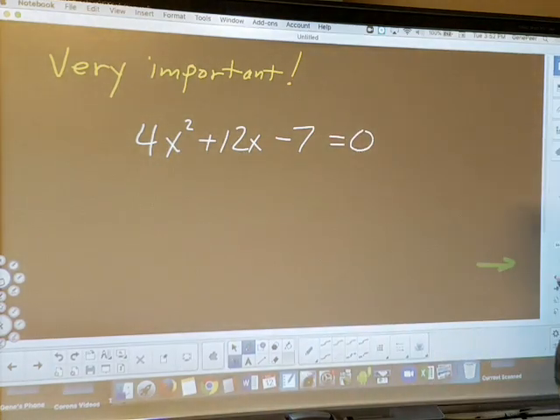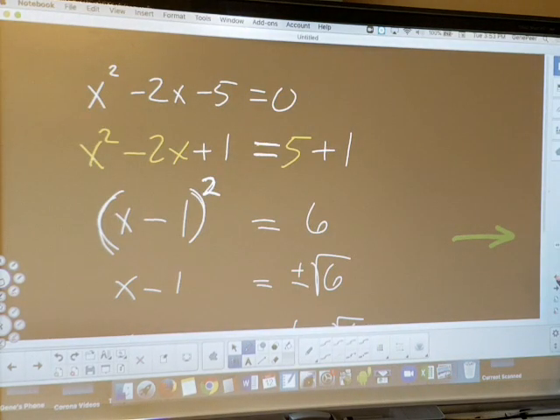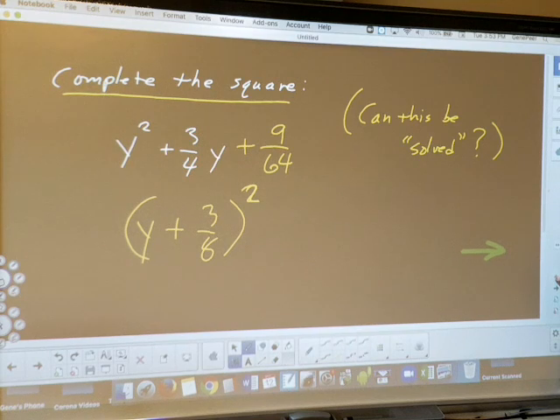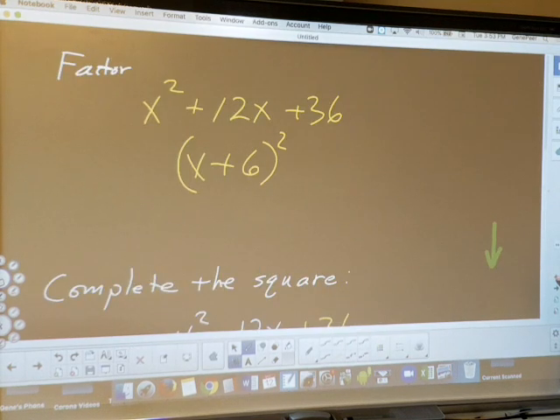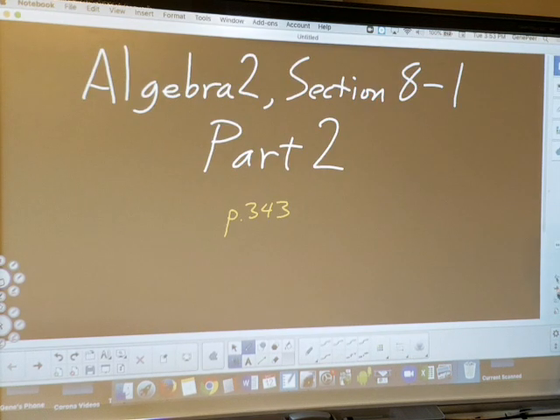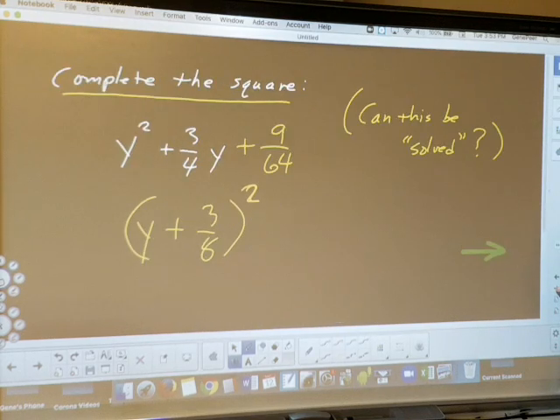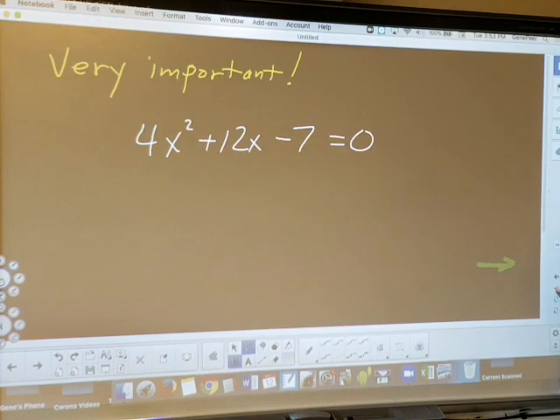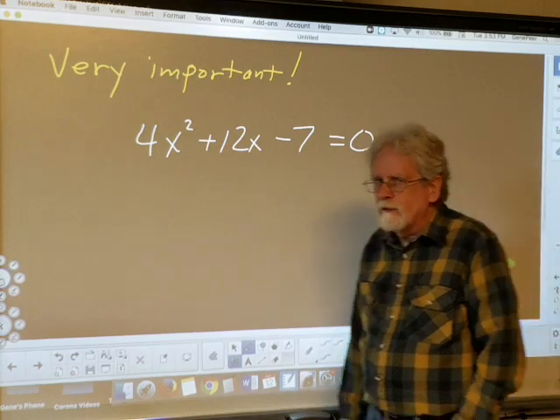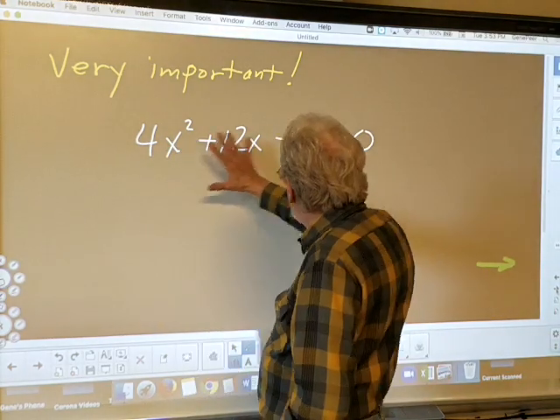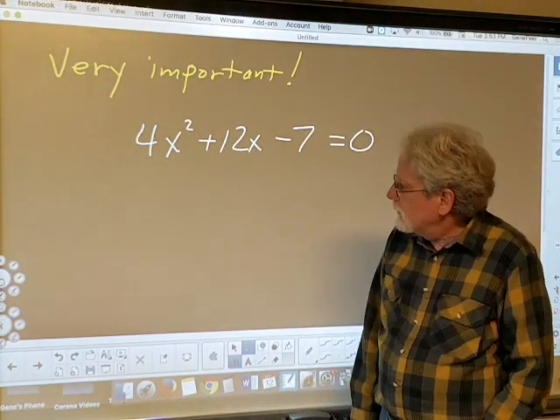Notice in all the previous examples, there was nothing in front of the x squared. But in this one, we have a 4. We've got to get rid of it first. We're going to divide the whole equation by 4.